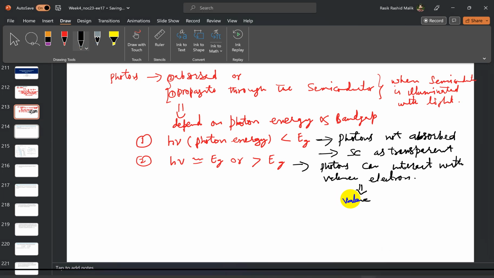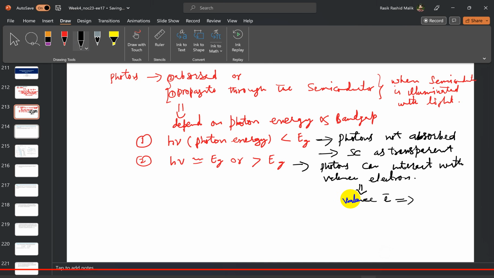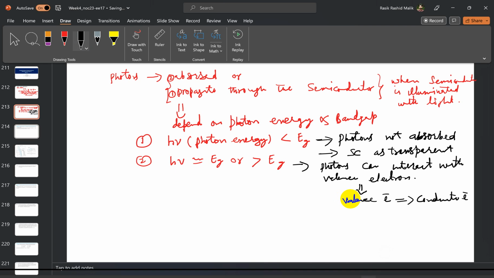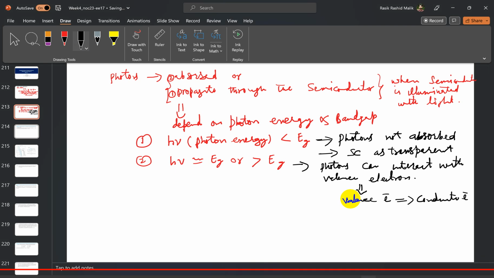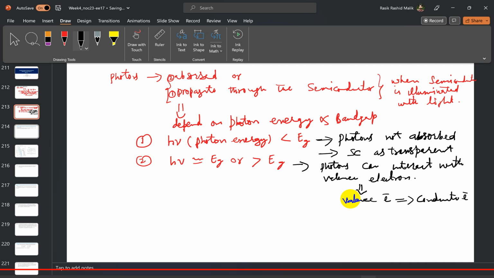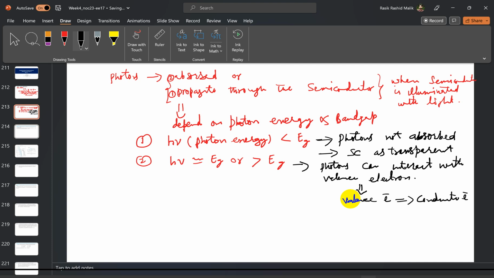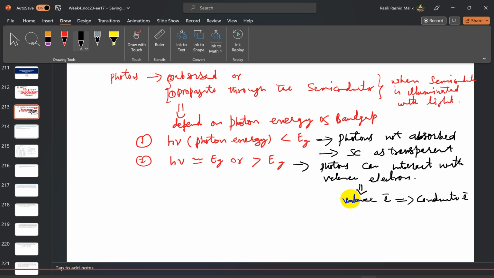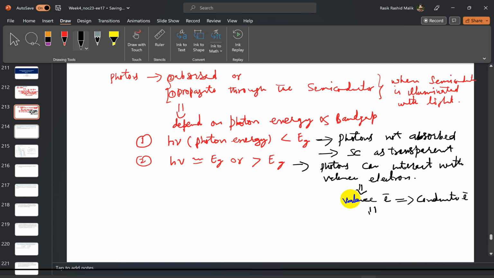The valence electron goes into the conduction band, and then the electron is in the conduction band and the hole is in the valence band. So the probability of interaction is high. And there will be another case when h nu is greater than Eg. In this case, there are higher chances of interaction with the valence electron. The result is an electron-hole pair.